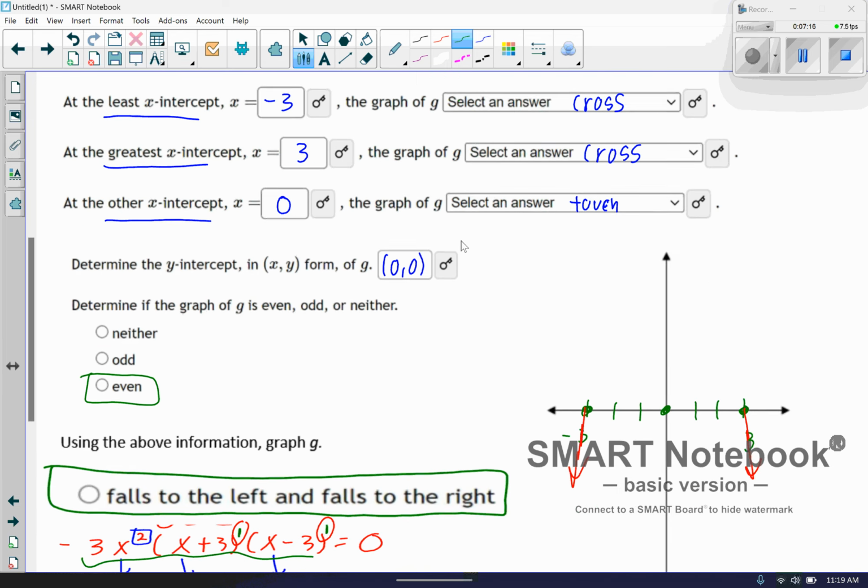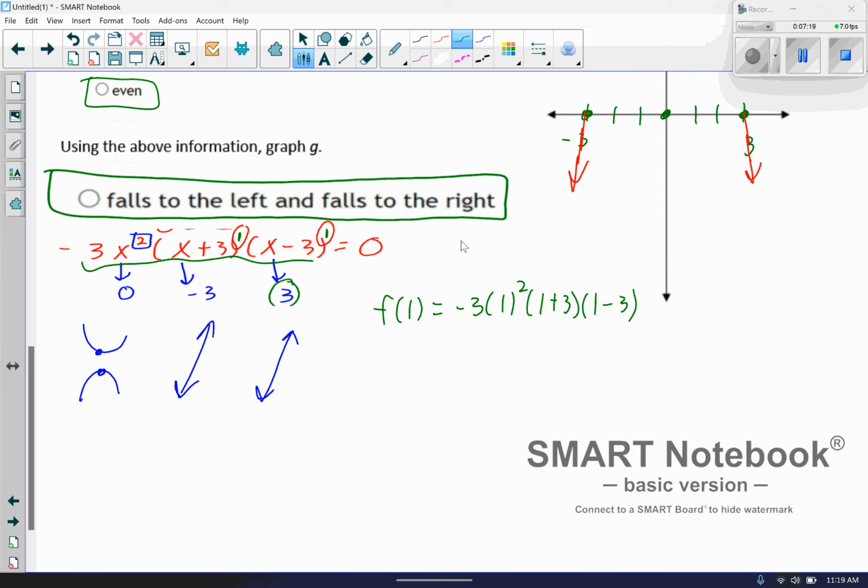But what I'm doing here, we're actually going to do in a later section in this unit, so it's good for you to see it now. So let's see, this should stay -3. 1 squared is 1. 1 plus 3 is 4. 1 minus 3 is -2. When we multiply all that together, we're actually going to get 24, so that goes up pretty high. And by the way, that's the same as if I were to plug in -1. I would also get 24. And if you don't believe me, you can try it.